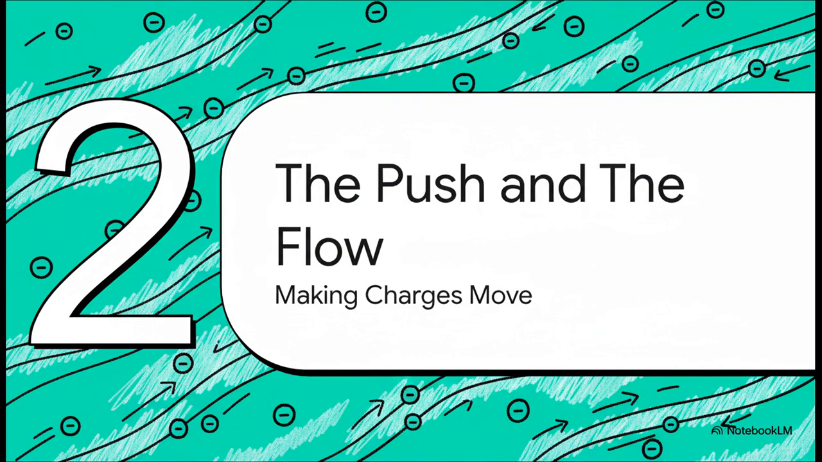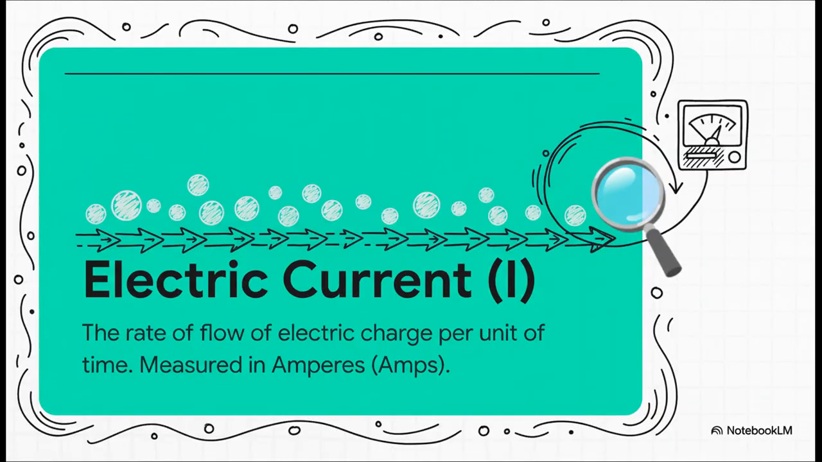All right, so we've got these charged particles, but they're not much good to us just sitting around. We need to get them moving, and not just randomly, but in an organized way. We need to create a flow. And that organized flow of charge, that's what we call electric current. You've probably heard the term amps, right? Well, that's all it is. A measure of how many of these little charges are zipping past a certain point every single second. This is the flow part of our story.